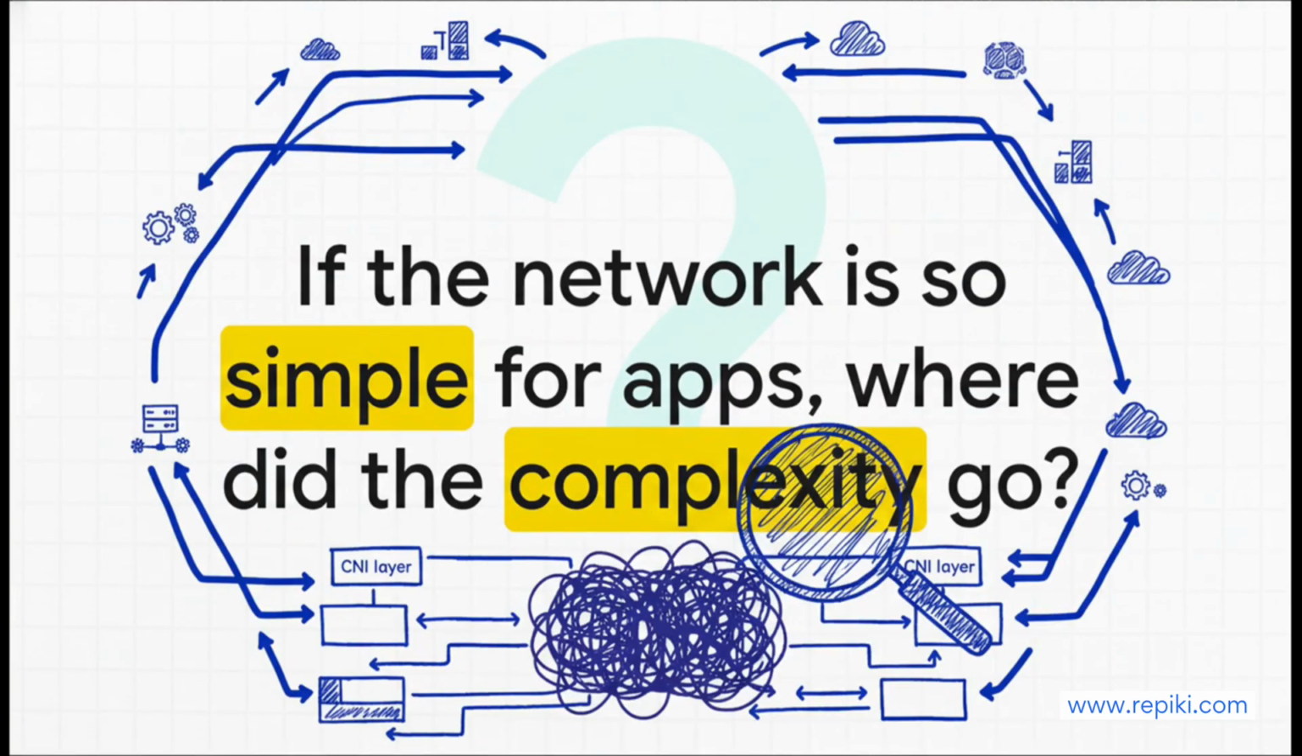And that leaves us with one final thought. If Kubernetes made networking so wonderfully simple for all the applications running on top of it, where did all that complexity actually go? Because it didn't just vanish. It was abstracted away, hidden inside that powerful, pluggable CNI layer. And understanding that layer, well, that's the real key to mastering Kubernetes.